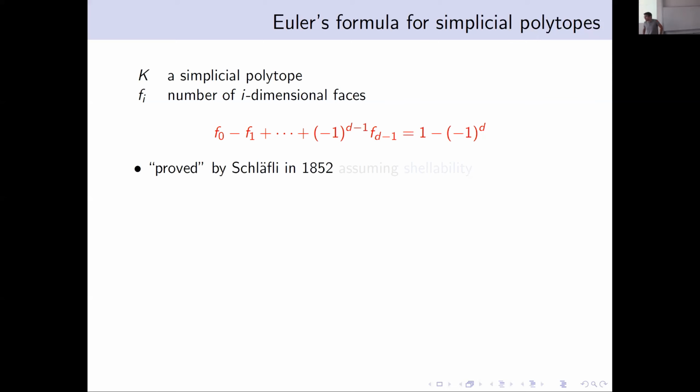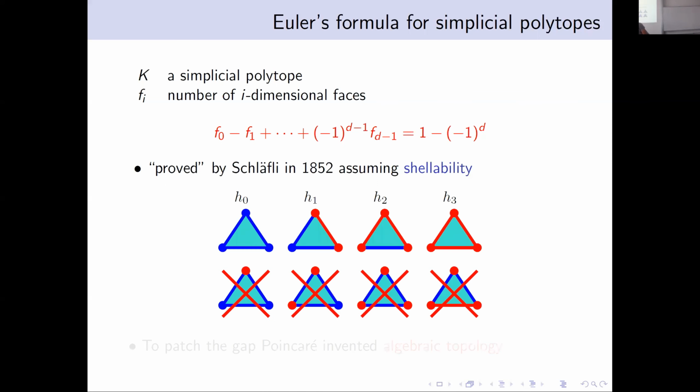And originally, this was proved by Schläfli in the mid-19th century, in 1852. However, the proof contained a serious gap at that point. Schläfli namely assumed shellability. And shellability means that the boundary of the polytope can be glued as we glued the graph before. And here, what I mean by glued, for example, if the boundary consists of triangles, I start with a simple triangle, and then what I am allowed is to glue the next triangle along one edge, two edges, or three edges. What I cannot do is glue the next triangle by a single vertex.